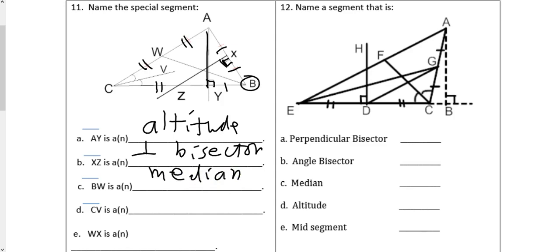CV. CV is splitting this angle into two equal parts. So CV is an angle bisector.